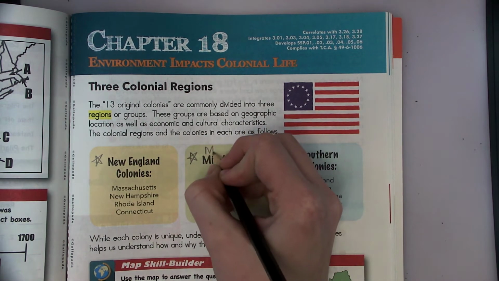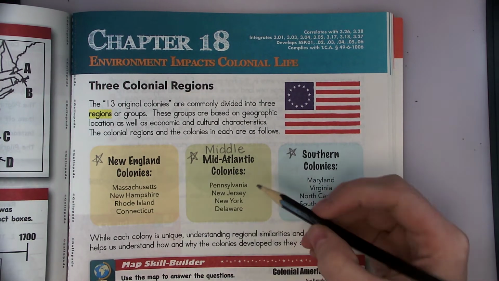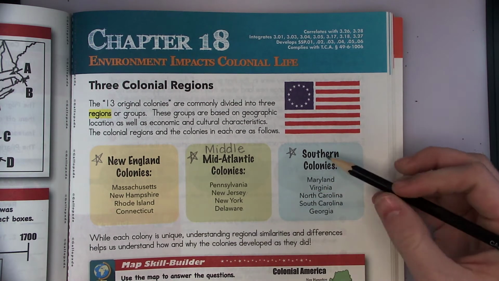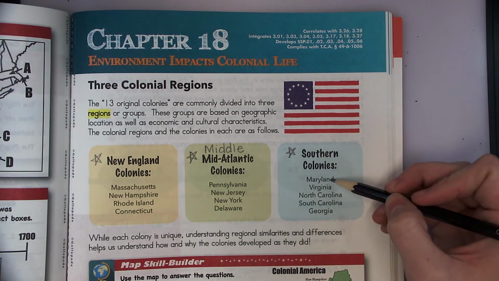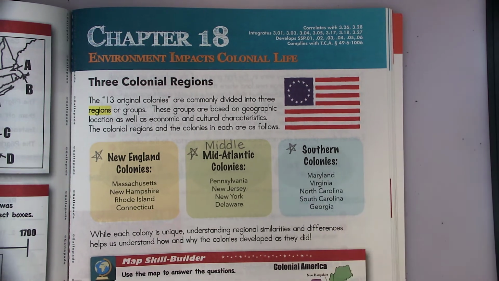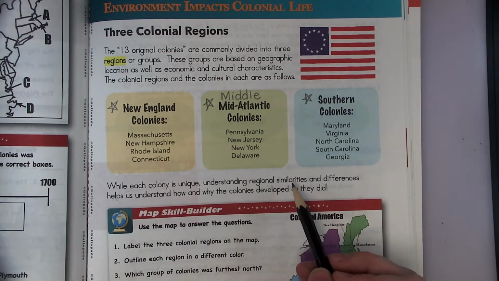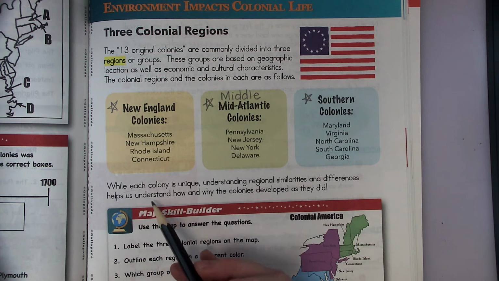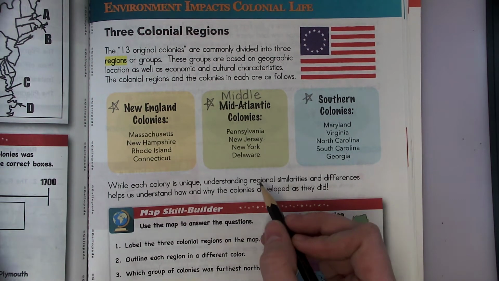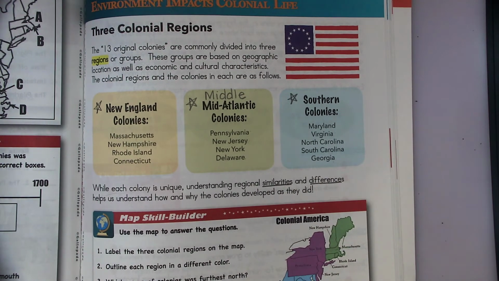So I want you to write the word middle. And those are Pennsylvania, New York, New Jersey, and Delaware. And then the Southern colonies are Maryland, Virginia, North Carolina, South Carolina, and Georgia. It says, while each colony is unique, understanding regional similarities and differences helps us understand how and why the colonies developed as they did. So there are similarities and differences.